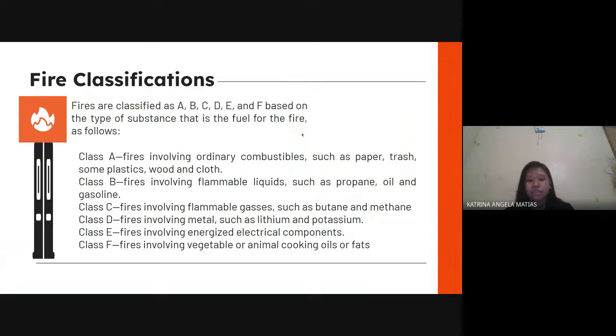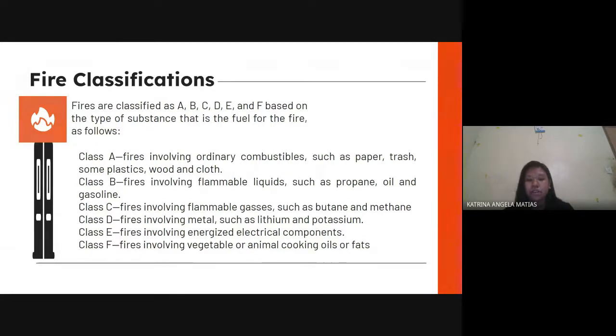Class A fires involve ordinary combustibles such as paper, trash, some plastics, wood, and cloth. It is a rule of thumb that if it leaves an ash behind, it is considered a Class A fire. Next is Class B. These are fires that involve flammable liquids such as propane, oil, petroleum, and gasoline, while Class C fires involve flammable gases such as butane and methane.